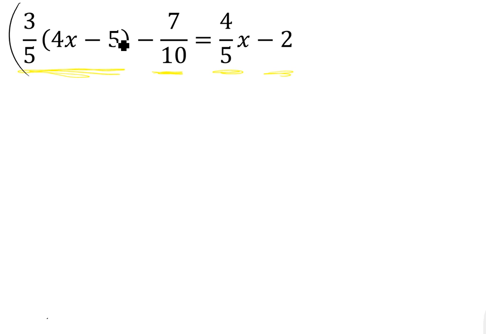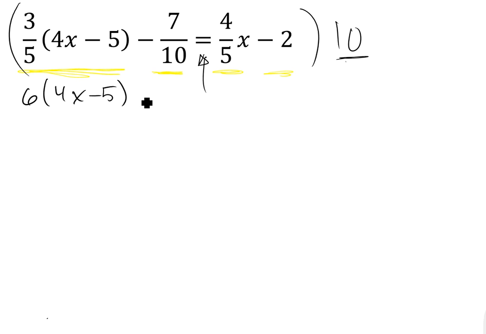So I'm going to put some parentheses around this, and I'm going to multiply both sides of this equation by 10. I know that if I have equal things and I multiply by equal things, 10 on each side, I'll get equal things. On the left-hand side, I have 3/5 times the quantity. 3/5 times 10 is going to equal 6. So this is going to become 6 times the quantity of 4x minus 5. And then I'm going to have 10 times negative 7/10. That's convenient. That'll completely get rid of this fraction. It'll just become a negative 7.